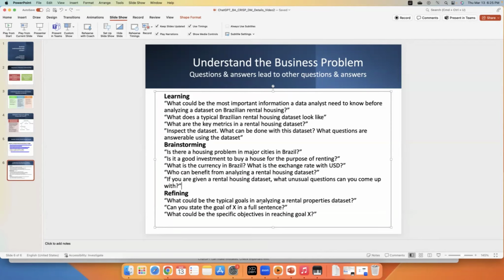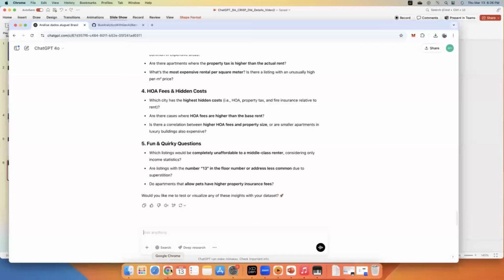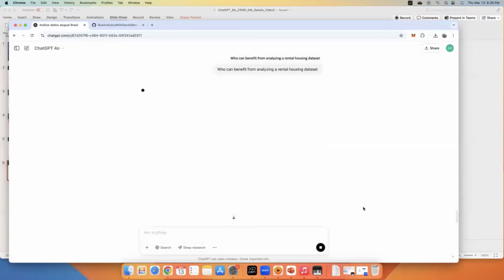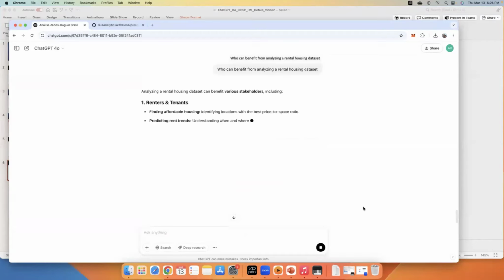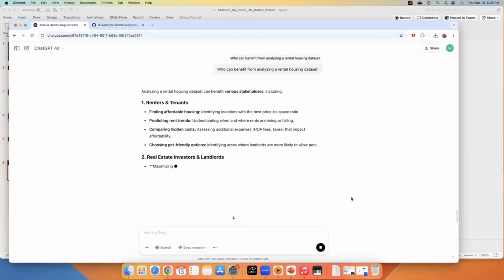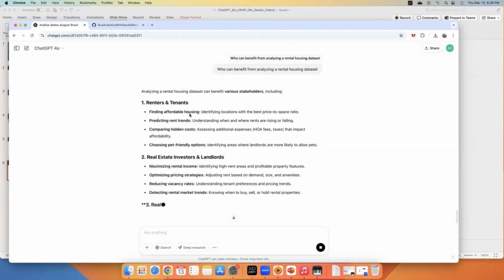The next thing is, just copy and then say, let's try that. Paste. Yeah, you can call them stakeholders. One of them is renters and tenants. So your analysis could focus on something useful for these people, for these stakeholders.